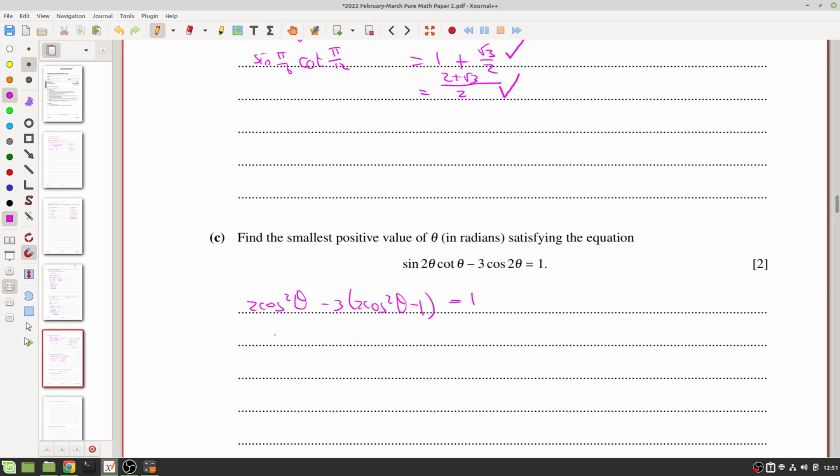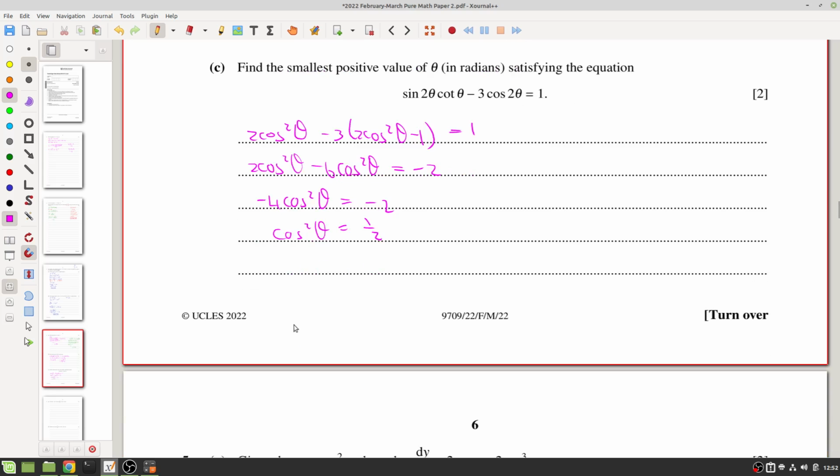And put that equal to 1. So multiply in, that gives us 2 cos squared theta minus 6 cos squared theta plus 3 equals 1. So I'm just going to take the plus 3 over, so 1 minus 3 is negative 2. We can divide all the sides by negative 2, but let's do all the steps here. So negative 4 cos squared theta equals negative 2. Divide both sides by negative 4. So that's going to give us cos squared theta equals a half. And then take the square root. So cos theta equals 1 over root 2, plus or minus.